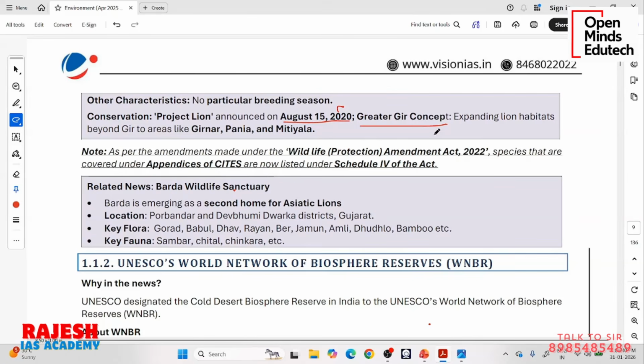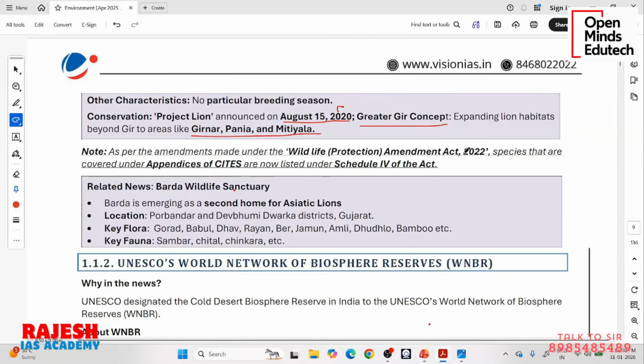If something is limited to a very small area and something happens to that area, like a storm or a wildfire, all the lions in that area will be dead, and the species will go extinct. So to distribute the risk, to lessen the risk to the animals, we are trying to expand the habitats of the lion beyond Gir to other areas in Gujarat. All these other areas are also in Gujarat.